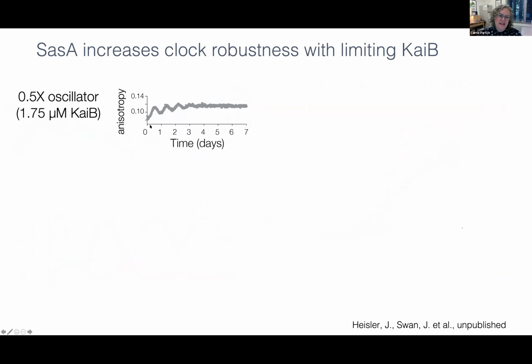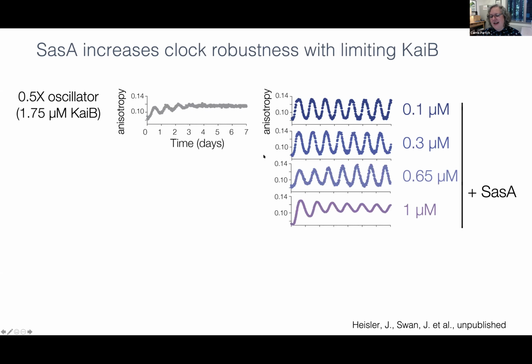So we're going to revisit this 0.5x oscillator. That is to say, when KaiB is limiting to create that repressive complex to help sequester Kai-A at night. And as I've shown you before, we can get several oscillations that are of very low amplitude before this dies out. But here you can see the remarkable effect of adding in even just 100 nanomolar of SAS-A, that through the enhancement of cooperative binding, we dramatically restore robustness of the oscillator.